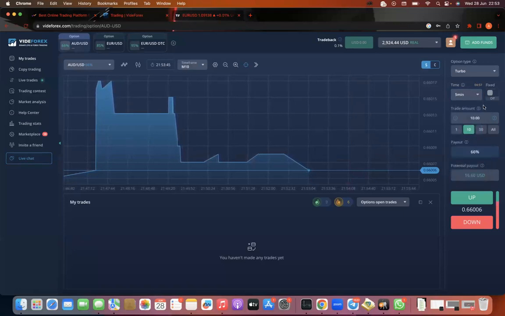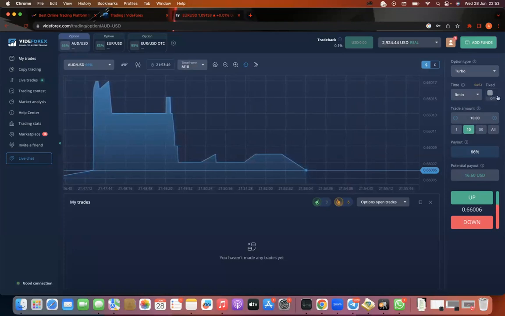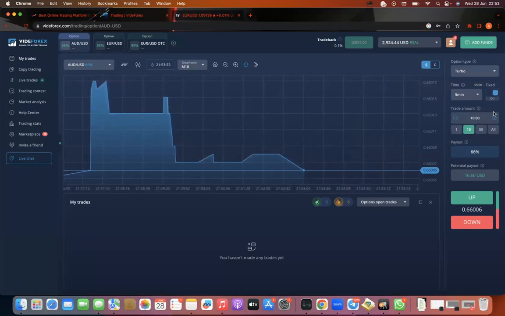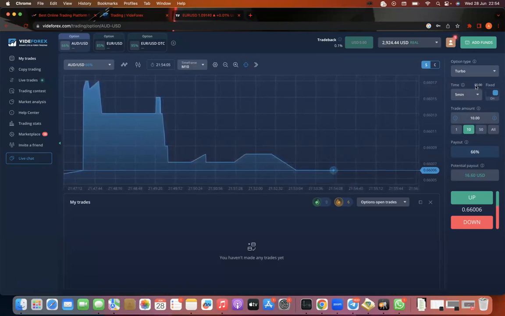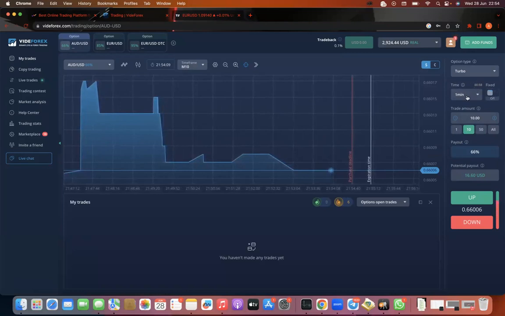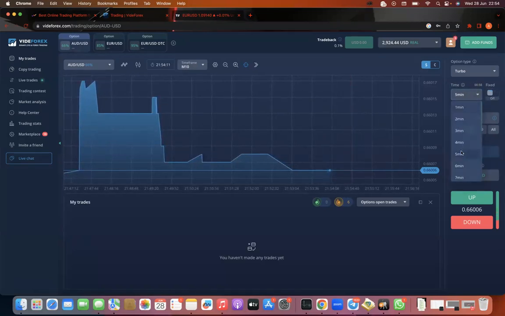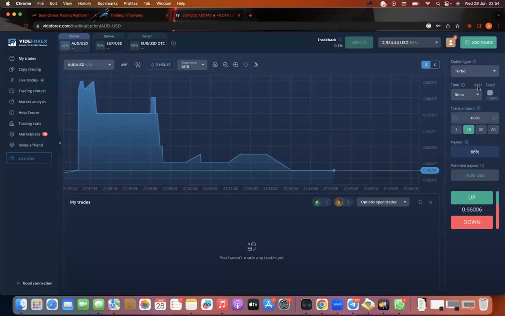Now you can see a fixed time, off and on. What does this mean? If you toggle it on like this, what that basically means is that every single trade you take, you're going to have a fixed 5 minutes. Look up here beside this time. Can you see it? You can see a fixed 5 minutes. So any trade I take, I'm going to have fixed 5 minutes. But if you toggle it off now, notice. All right, let's put 5 minutes now. What happened? You can see it's counting down.